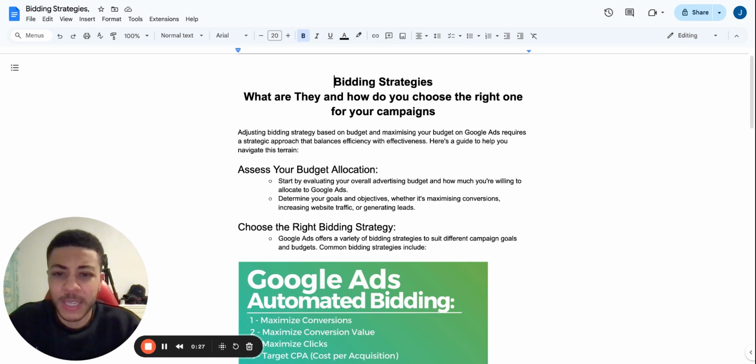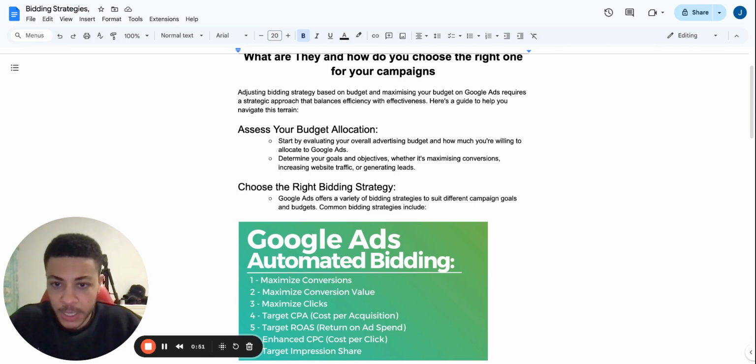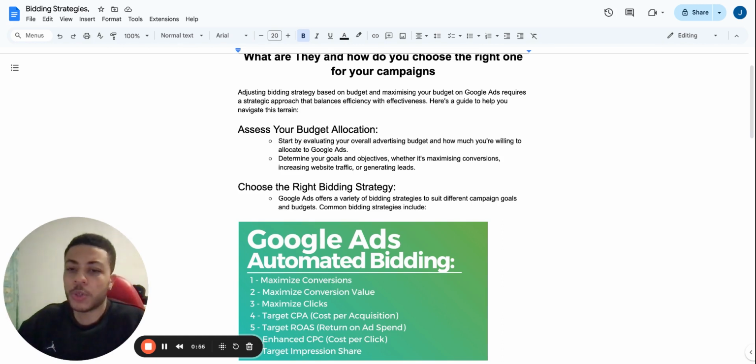First of all, adjusting bidding strategy based on budget and maximizing your budget on Google Ads requires a strategic approach that balances efficiency with effectiveness. Here's a guide to help you navigate this terrain. You want to assess your budget allocation. So this just means how much budget do you have and how much do you want to specifically allocate to your Google Ads. You want to determine your goals and objectives, whether it's maximizing conversions, increasing web traffic, or generating leads. You want to choose the right bidding strategy for you specifically.